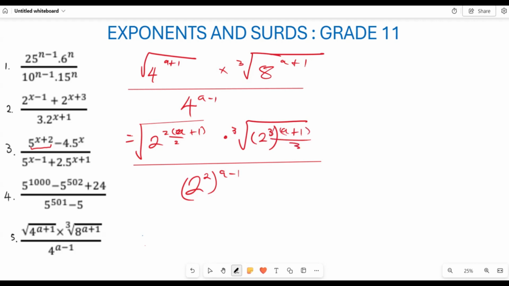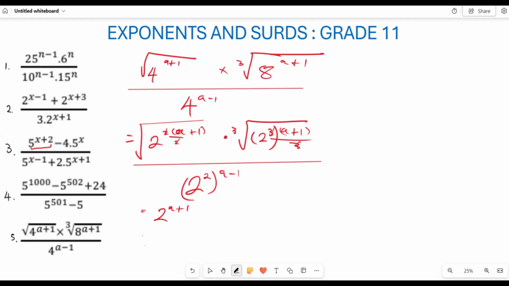Which means this 3 and this 3 are going to cancel each other. This 2 and this 2 are going to cancel each other, right? So what is it that I'm going to have here? Now, if you are not sure, I can write this as 1 over 2, for an example, right? I can write this as to the power of 1 over 2. But let me just cancel that so that we can proceed, which means here I'm left with 2 to the power of a plus 1, right?